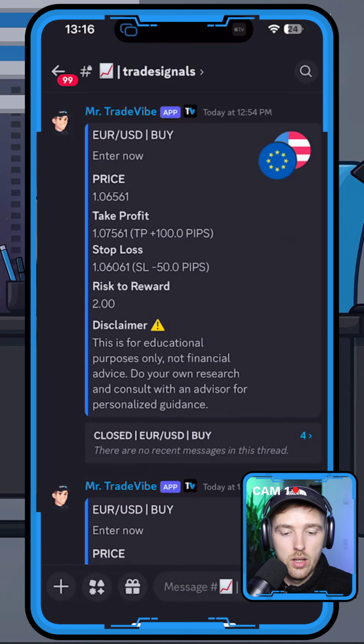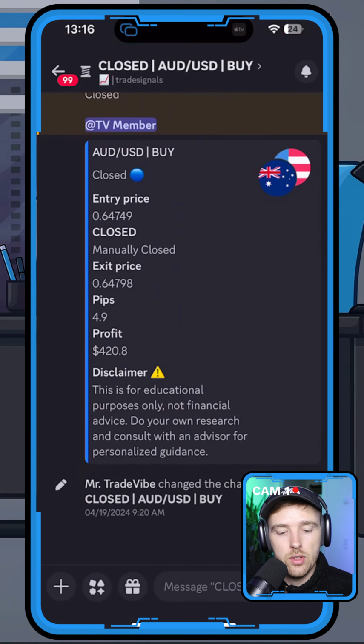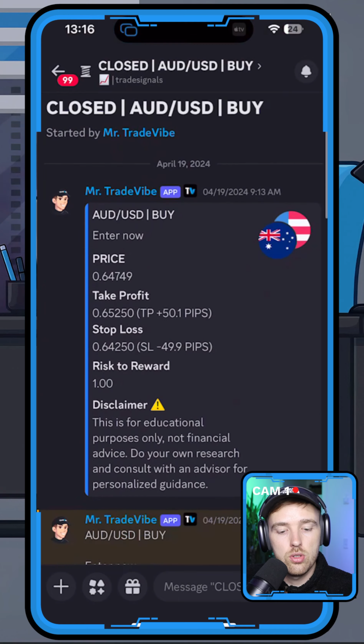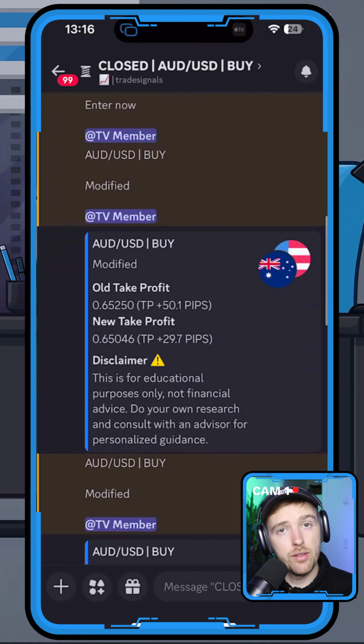Now, if you click here on this trade, you can see the history of the trade from start till finish. So you can see the entry, then you can see if it was modified. Any modification the trade is going through, you will be able to see that.